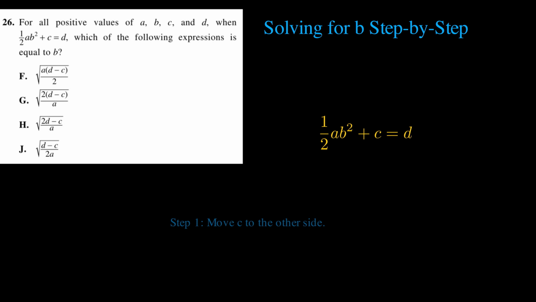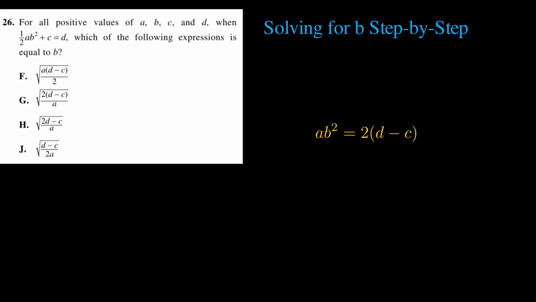That leaves us with 1/2 times a times b squared equals d minus c. So now everything except the b term is on the right. Next, we want to remove that 1/2 in front. The easiest way is to multiply both sides by 2. When we multiply both sides by 2, the 1/2 disappears. Now we get a times b squared equals 2 times quantity d minus c. So the fraction is gone and things are cleaner.